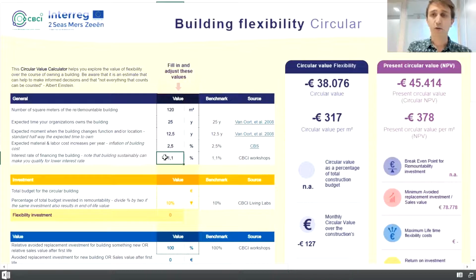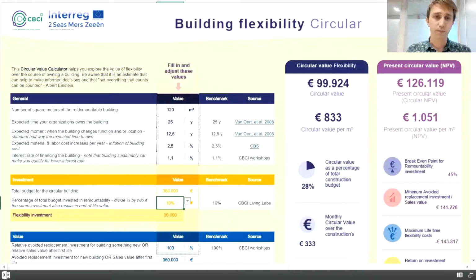And an interest rate for financing the building of 1.1%. Of course, this can also be adjusted if you, for example, don't use a mortgage, but you use your own money, then you might use another rate here. So pick what you like. Then we estimate the investment. And I expect this to be around 3,000 euros per square meter for the building, this house.